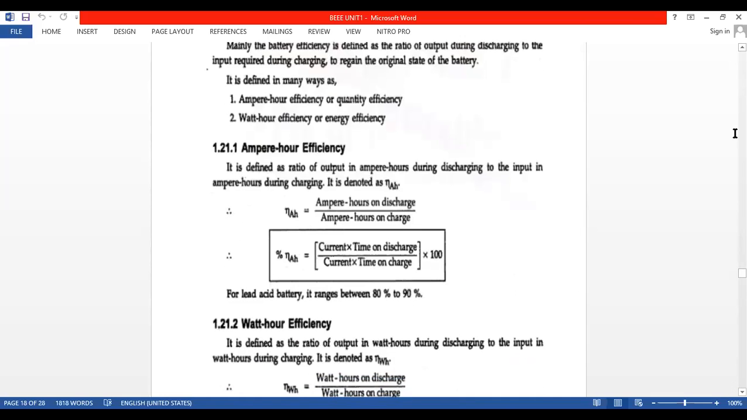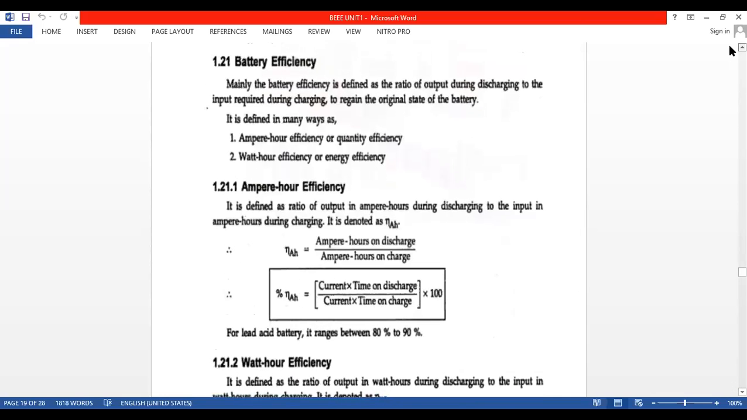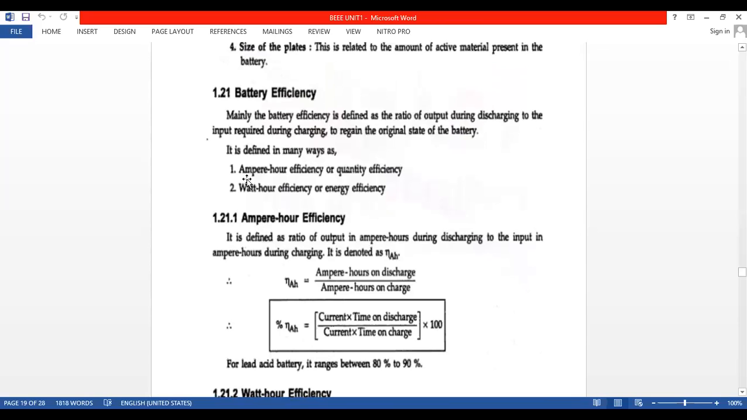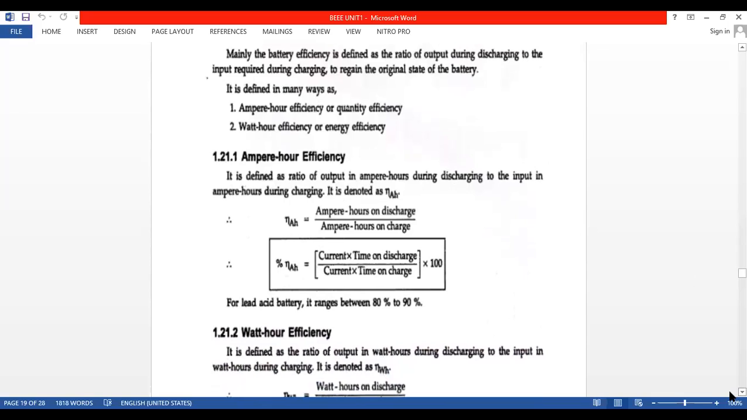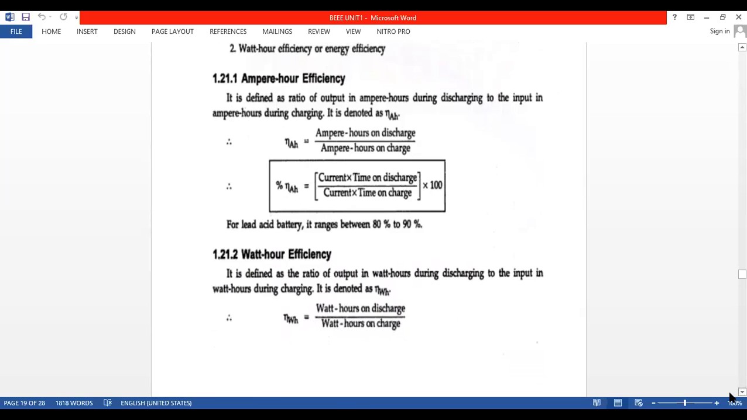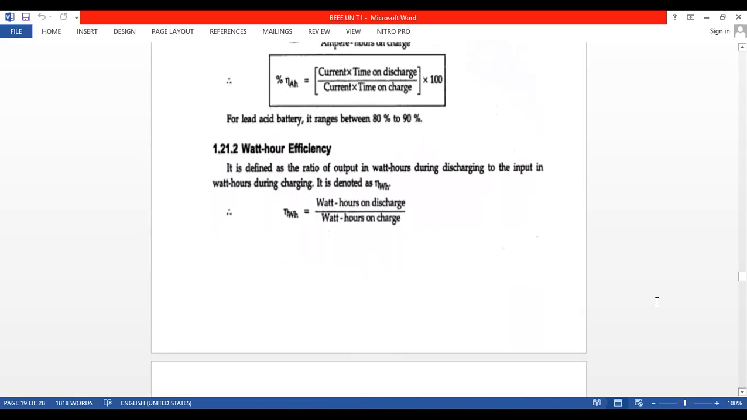Now we take the battery efficiency, that is, explain characteristics of battery means again the new definition. Ampere hour efficiency, watt hour efficiency. Ampere hour efficiency is ampere hours on discharge by ampere hours on charge. As it is only the output by input, the battery discharges, therefore we put this particular formula. So ampere hour we can write current into time on discharge by current into time on charge. So watt hour efficiency, we say in a similar manner, watt hours on discharge by watt hours on charge.